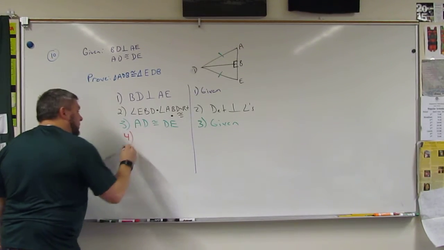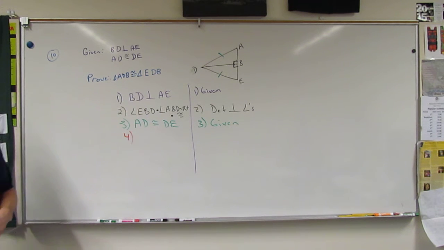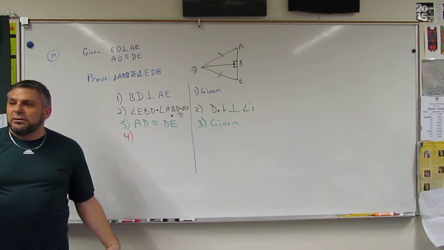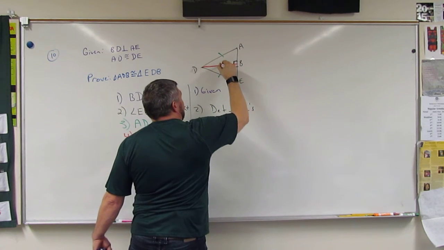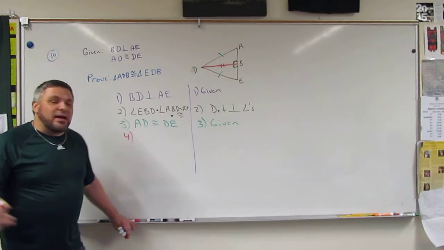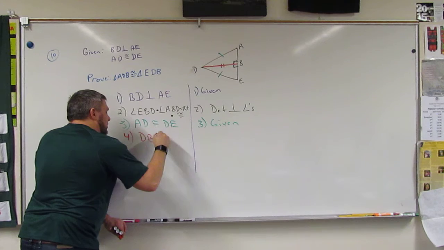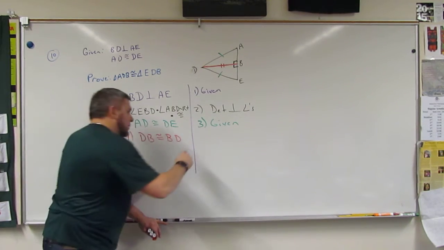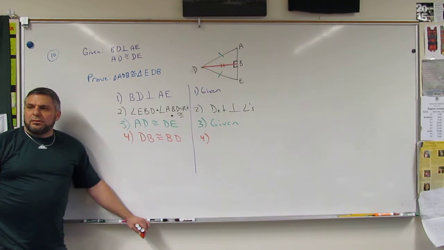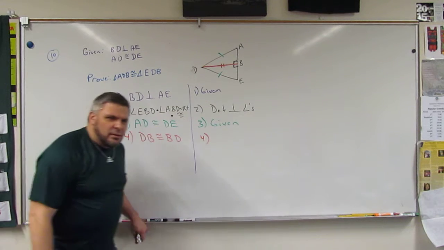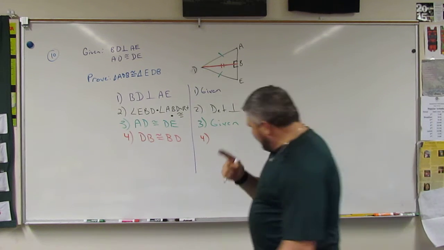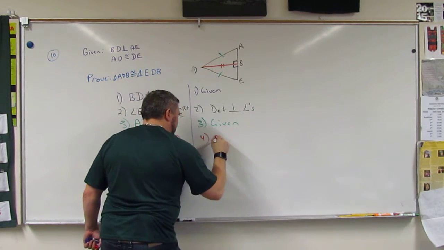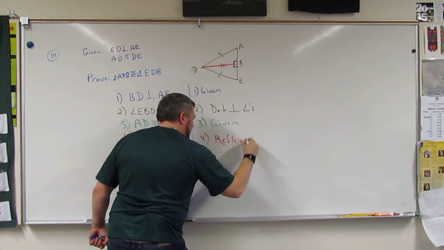All right, then 4. What am I going to do with 4? Is there anything else I notice? Are they sharing a side? Yeah, they are. They're sharing this side, right? That means that this has to be congruent, right? What rule lets us say that? What lets us say that DB is congruent to BD? What rule is that? Come on. It's almost like looking in the mirror, right? Reflection, but we call it reflexive. Right? Reflexive. Okay?